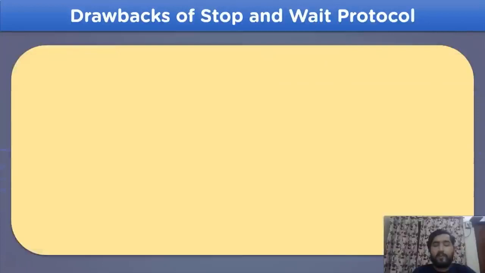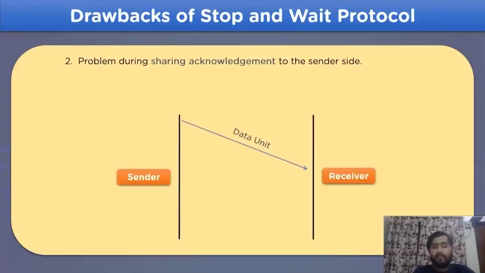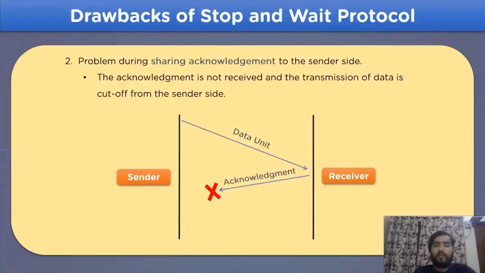Now let's move on to the second drawback. The next issue is related to acknowledgement transmission, that is, during the transmission of the acknowledgement signal, due to network issues, the acknowledgement signal is disrupted and the transmission is terminated. This can again arise due to any reasons that are occurring in the network channel.